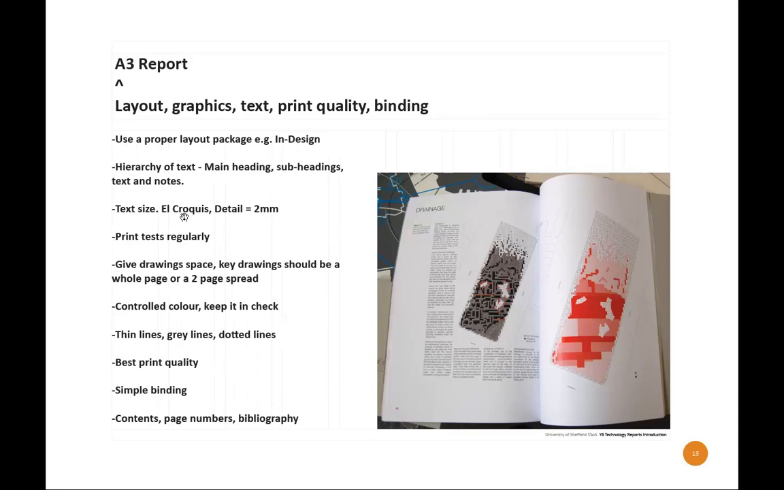I'll give you an example here. If you get El Croquis magazine or Detail magazine, their normal text is 2 millimeters high. Okay, it's pretty small. As long as that's printed at a reasonable quality, that's perfectly legible. And bearing in mind that I'll be reading these on a screen, that 2 millimeter text is okay. You can read that. Do print out tests regularly. Don't work on the document to the last minute and then print it and realise that things don't look quite right. Print it on a piece of paper.